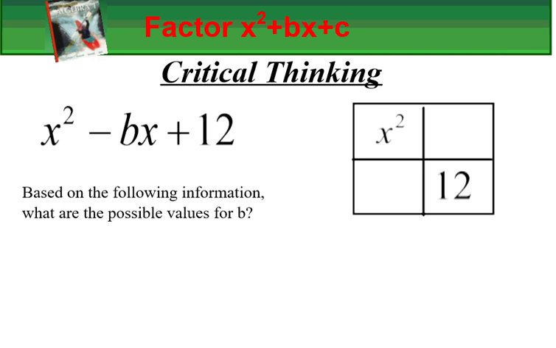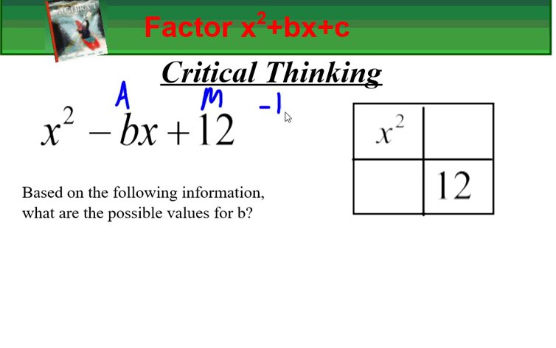There's one last critical thinking one that I'd want to show just because the book asks one like it. So let's say you have this one. It's x squared minus bx. So you know the middle term is negative. The last term is positive 12. Based on the following information, what are the possible values for that middle term? So we know the factors have to multiply to make a positive 12, add up to be a negative number. So if they multiply to be positive and add up to be negative, I know both factors need to be negative. So what are factors that will multiply to make a positive 12 that are both negative?